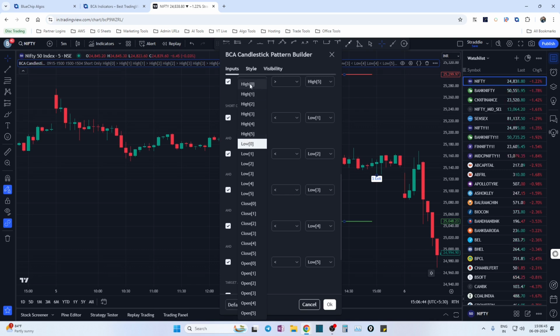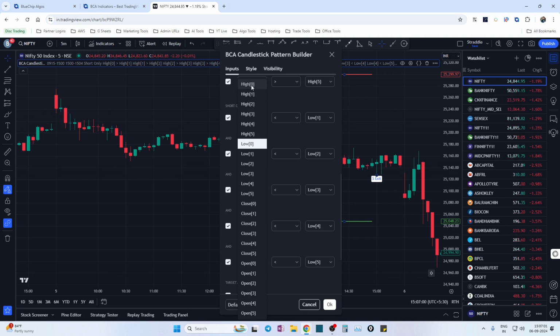Okay, 0 is the current candle, 1 is the previous candle, 2 is previous to that, 3 is previous to the second, 4 is previous to the third, and 5th is previous to the fourth. So we are actually going back in time. 0 is the actual current candle.